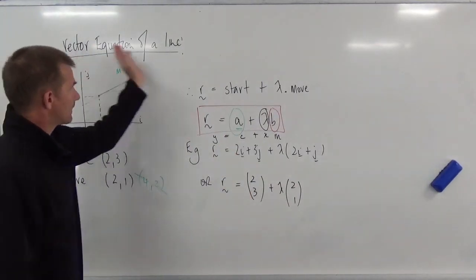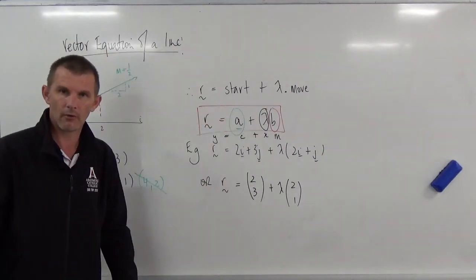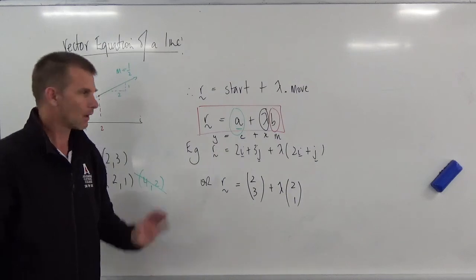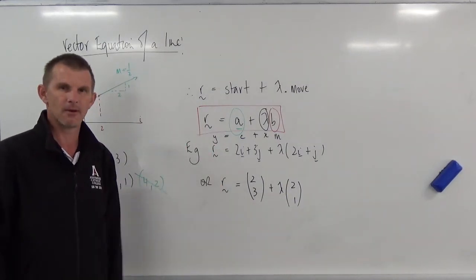Hence it's a vector equation of a line rather than a linear equation of a line or a Cartesian equation of a line. Hope this one's helped. It's fairly straightforward. Once you've got it, I think you'll be right with it.